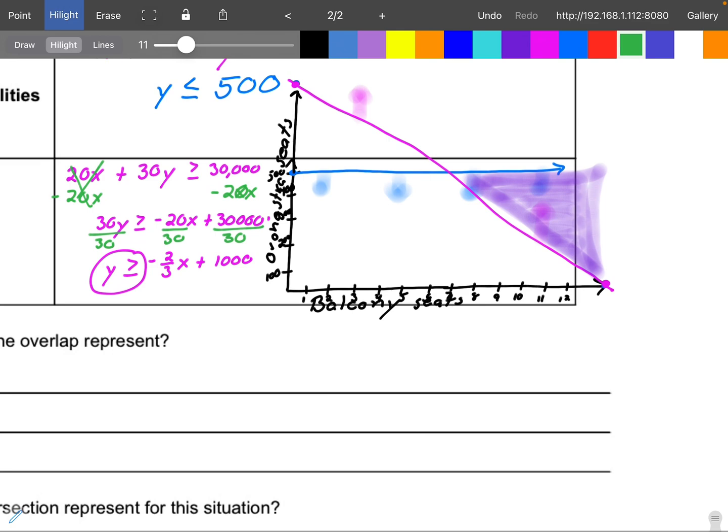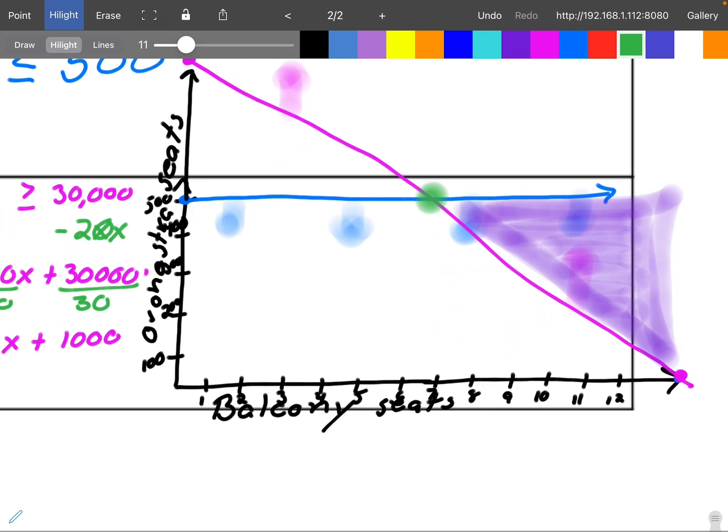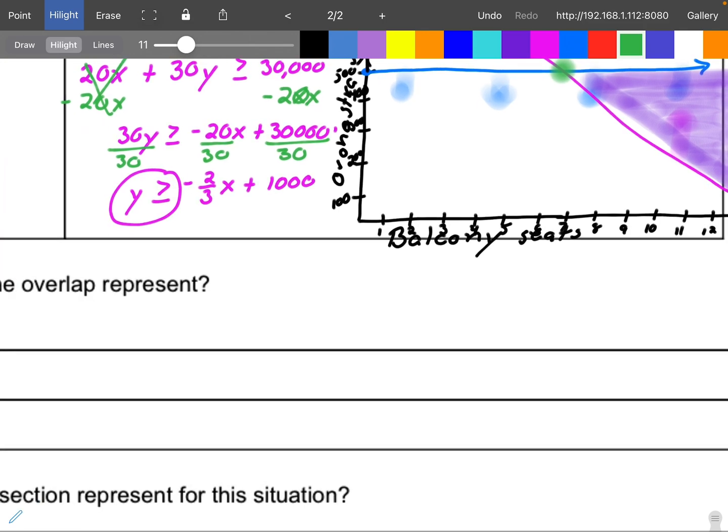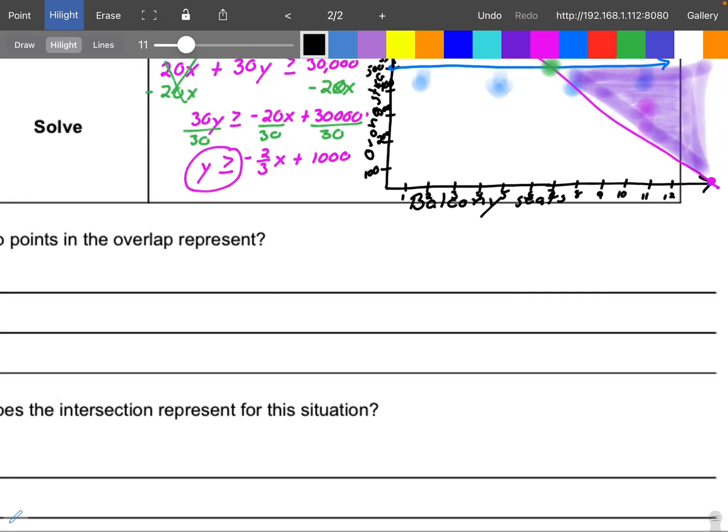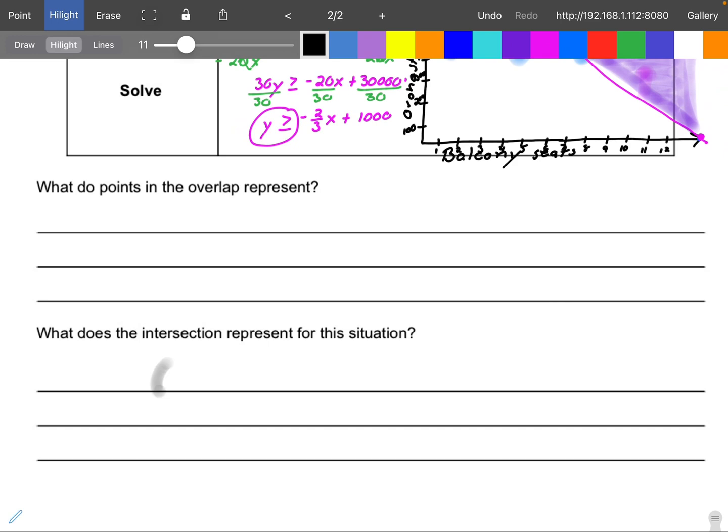And then what does the intersection represent for this solution? Well, the intersection of my points is right here. That intersection is how many seats of each type we would have to sell to raise exactly $30,000. Again, if we had a proper graph, we could actually tell what those were. On a proper graph, your intersection would be at 750, comma, 500.